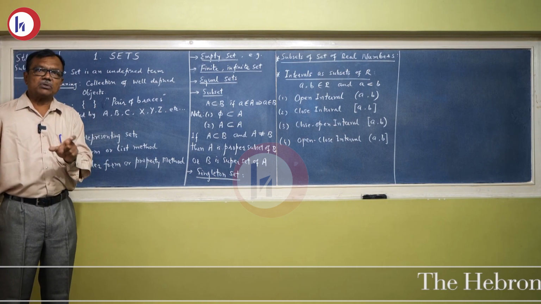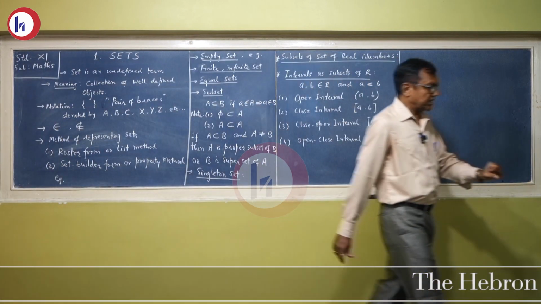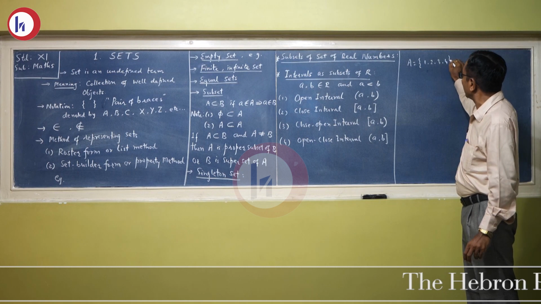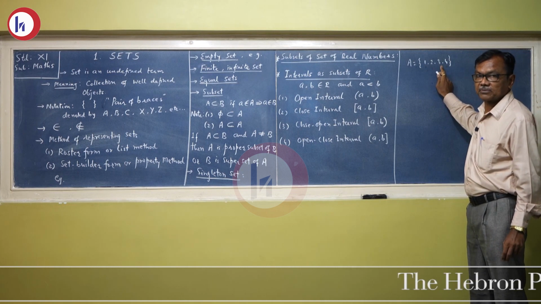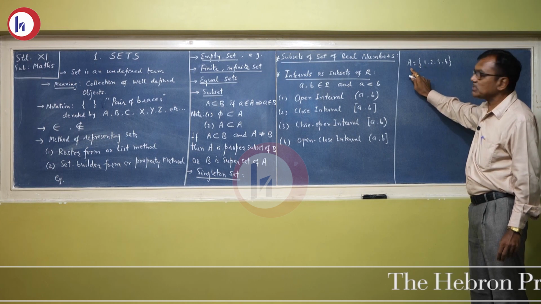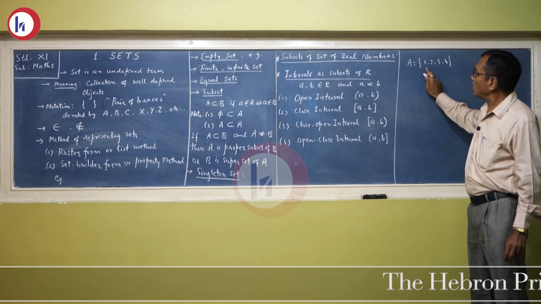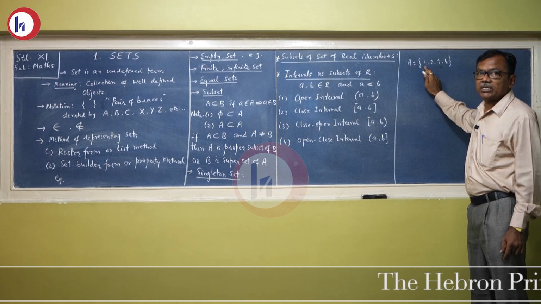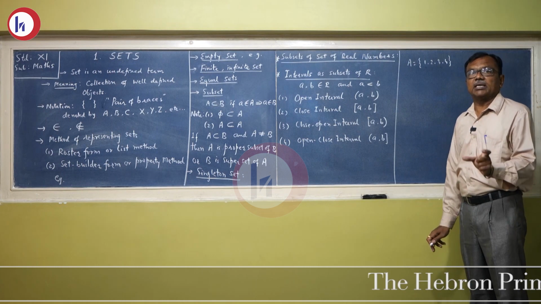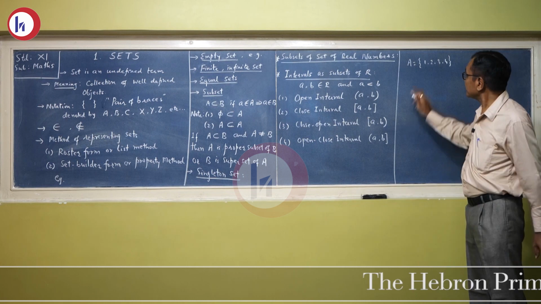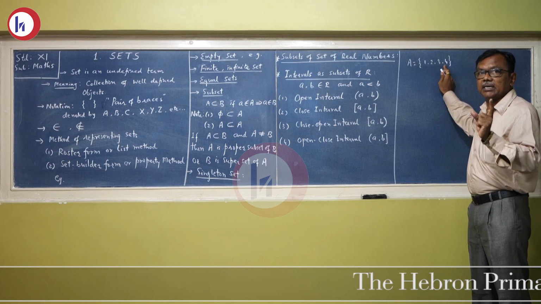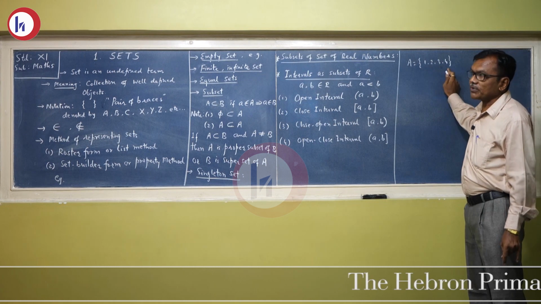Now, when you list out the elements of a set, for example set A equals 1, 2, 3, 4, the elements are separated by commas. First point: the order in which the elements are written is immaterial, not very important. The same set A can also be written as 4, 2, 1, 3 or in any order. Secondly, elements once written will not be repeated. For example, in the set of students, if two Ramesh are there, we write only one Ramesh.